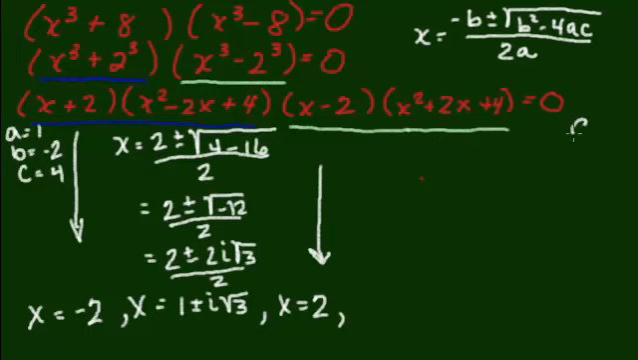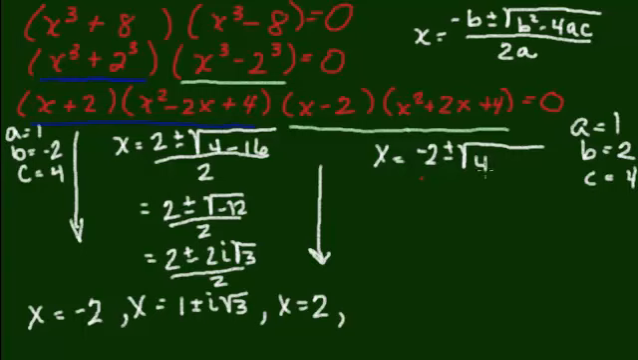And I will have for this one a equals 1, b equals 2, and c equals 4. I have very similar numbers to the other one, so I have -2 plus or minus the square root of b squared, which is 4, minus 4 times a times c, which is 16 again, all over 2 times a. So then I'll have that equals -2 plus or minus, I'm going to get square root of -12 again.